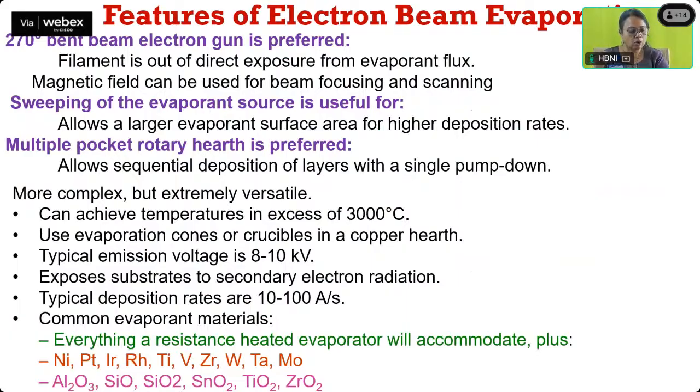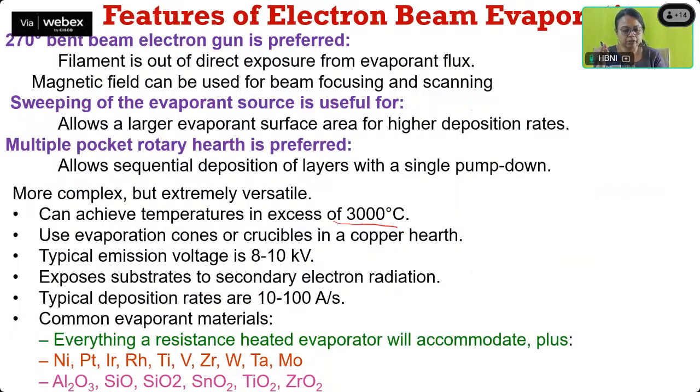It is more complex but extremely versatile. You can achieve a temperature of around 3000 degrees. So generally, you can evaporate materials of very high temperature. So the electron beam gun is there, and the crucible is kept in a copper hearth. Sometimes we can put the material directly in the copper hearth, or we can put it in a graphite boat or an alumina boat or alumina crucible, which is inside, because we are not heating it directly. The electron beam is coming from the top and heating it.